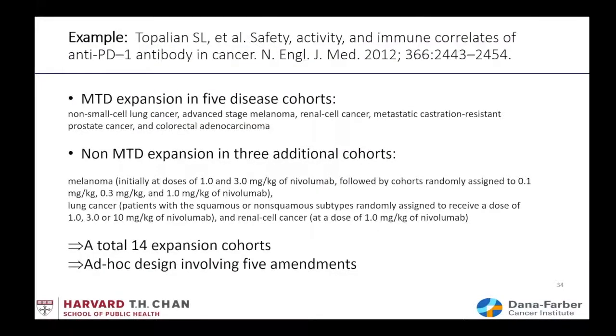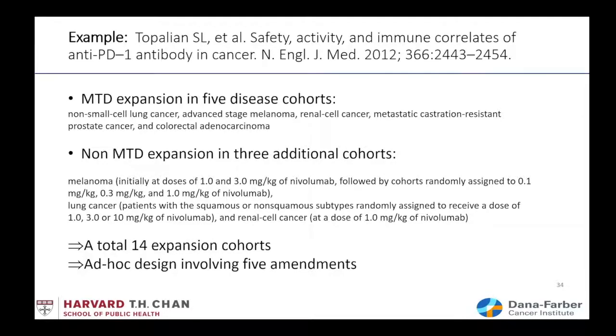I want to give you one example. This is an example about the development of nivolumab, a PD-1 immune checkpoint blockade therapy, in a paper published in the New England Journal of Medicine. This phase 1 study has MTD expansion in 5 disease cohorts: non-small cell lung cancer, advanced-stage melanoma, and others. MTD expansion means they determine the MTD, then treat patients at the MTD level. They also have non-MTD expansion in 3 additional cohorts.